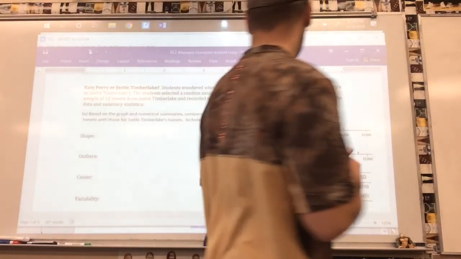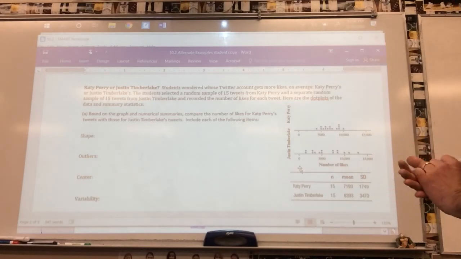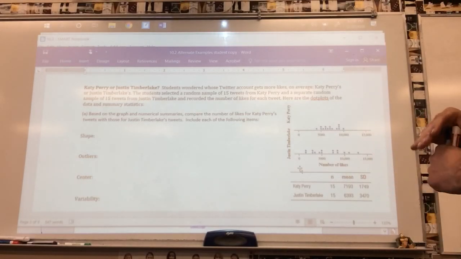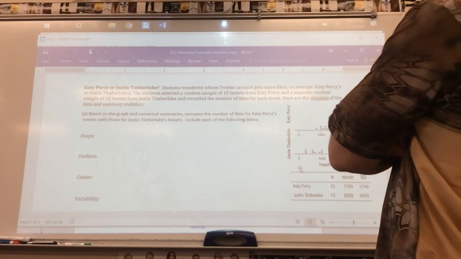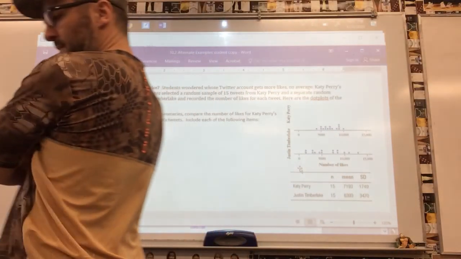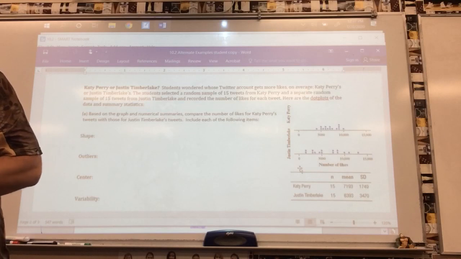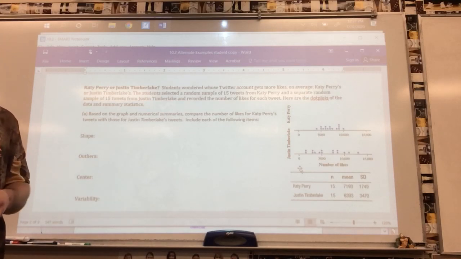Students wondered whose Twitter page gets more likes on average, Katy Perry's or Justin Timberlake's. The students selected a random SRS of 15 tweets from Katy Perry and a separate random sample of 15 tweets from Justin Timberlake, and recorded the number of likes for each tweet. Here are the dot plots of the data and summary statistics. Based on the graph and the numerical summaries, compare the likes of Katy Perry's tweets to Justin Timberlake's tweets. Include the following items. All right, so I'm just going to put KP and JT here.